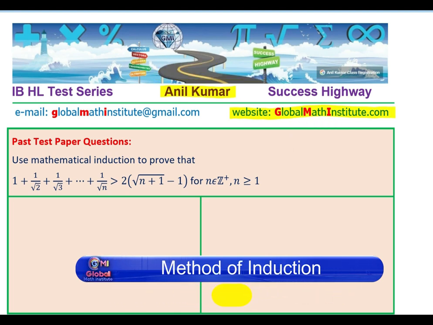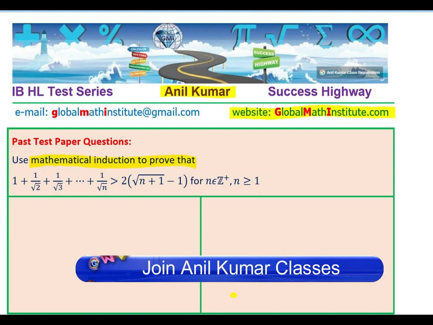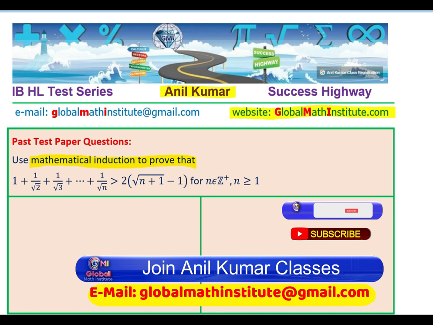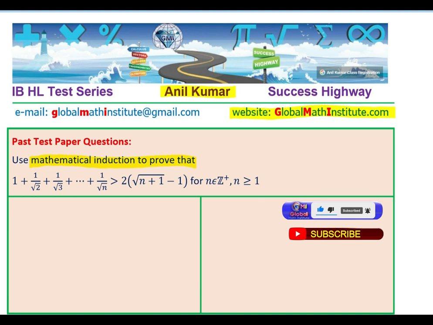Here is another very beautiful question based on the mathematical induction method to prove. We need to show that 1 plus 1 over square root 2 plus 1 over square root 3 plus so on till 1 over square root n is greater than 2 times square root of n plus 1 minus 1, for all values of n which are non-negative integers and where n is greater than or equal to 1. You can pause the video, answer the question.